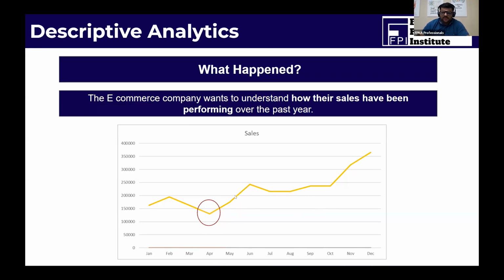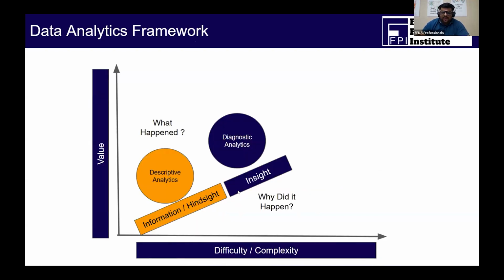Okay, so what you would do, you would dig one level deeper. You will drill down the data. You will figure out where this April dip is coming from. Okay, and that is the stage. What you will do next is you would ask the question, why did it happen? And now you are going from descriptive to diagnostic.